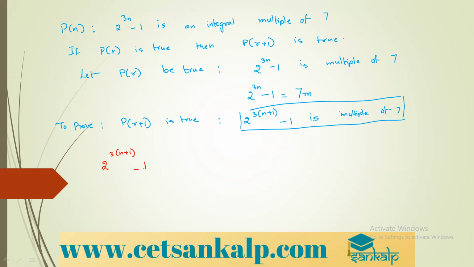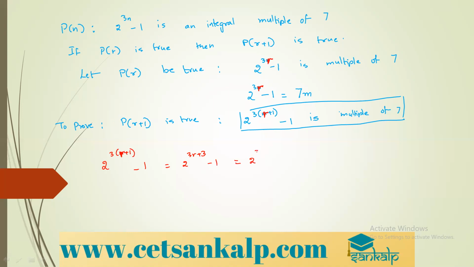I will show that I can take n plus 1 or r. Suppose if r is there, you take 2 power 3r minus 1. R plus 1 means 2 power 3 into r plus 1. N or r, it is one and the same. So I will start with 2 power 3 into r plus 1 minus 1. So how will I write it? I will write 2 power 3r plus 3, minus 1.